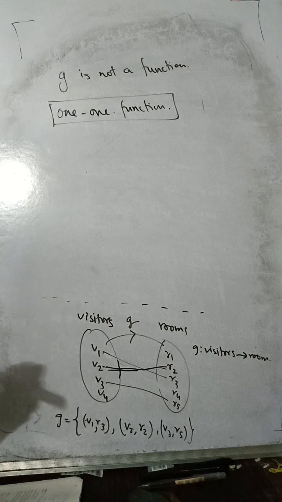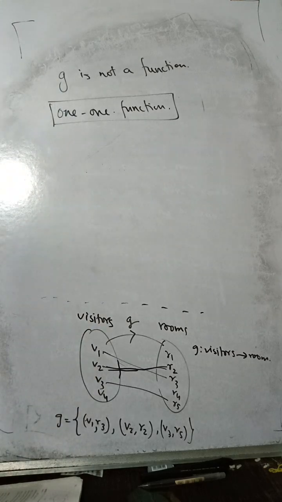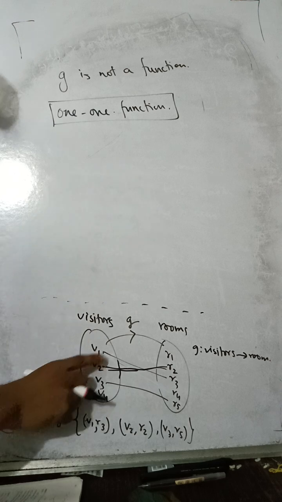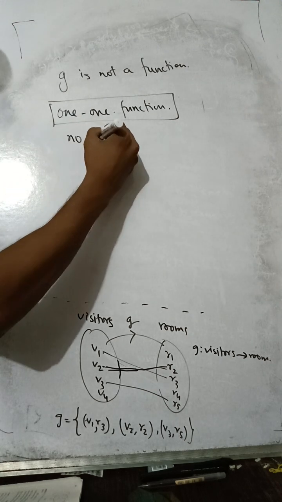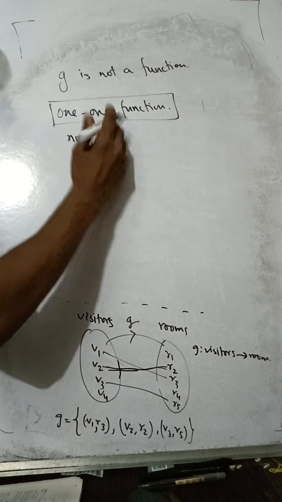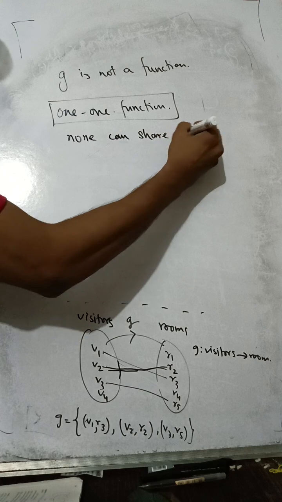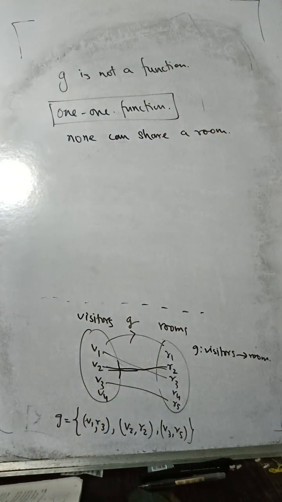So suppose, what is a one-one function? A one-one function is basically, first it has to be a function. Now everyone should move to different rooms. No one can share a room. That's the idea. None can share a room. Every room must have at most one occupant, at most one.